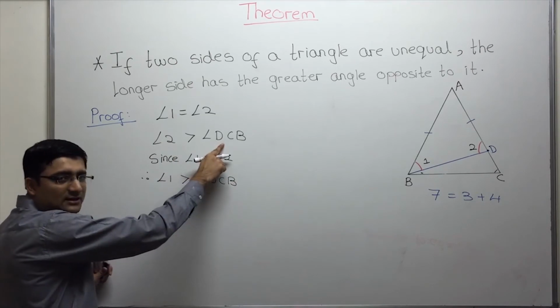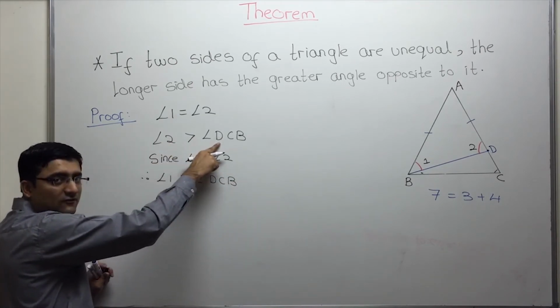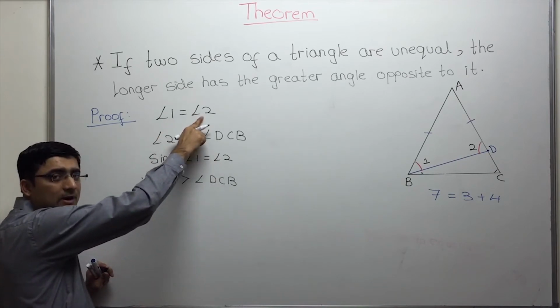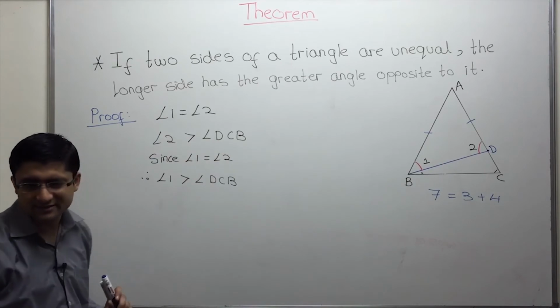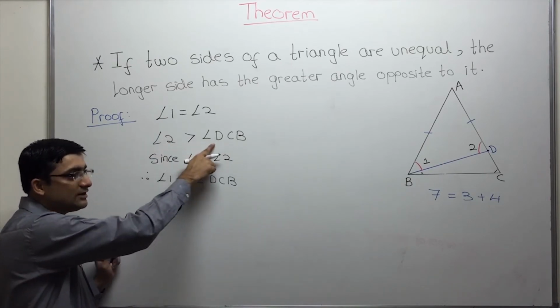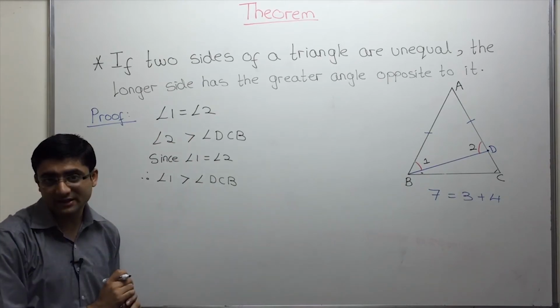Simple. Angle 2 is greater than this. Let's say angle 2 is 60 degrees. This is 40 degrees. 60 degrees is greater than 40 degrees. Now angle 1 is equal to angle 2. That means angle 1 is also 60. So angle 1 will also be greater than this. Just for your reference, angle 2 is greater than this. Angle 1 is equal to angle 2. Therefore, angle 1 is also greater than angle DCB.